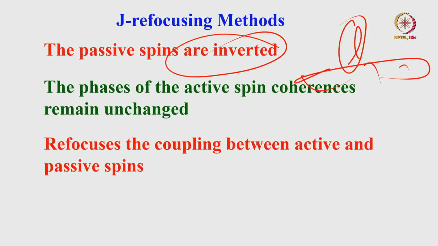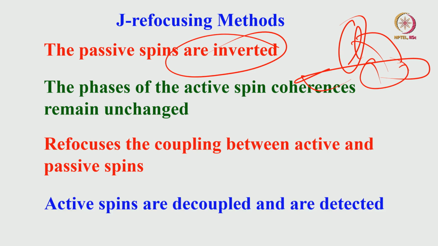Then what will happen? The active and passive spin coupling is broken. That means it refocuses the coupling between active and passive spins. What it means is, in the J refocusing experiment, simply understand that the passive spins are inverted, and the phase of the active spin remains unaltered. This refocuses the coupling between active and passive spins. That is what it is. Then we say active spins are decoupled and detected.